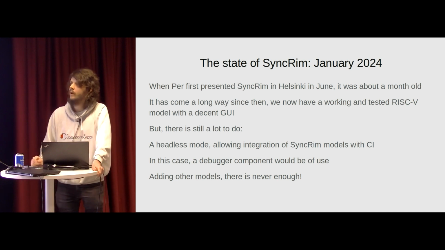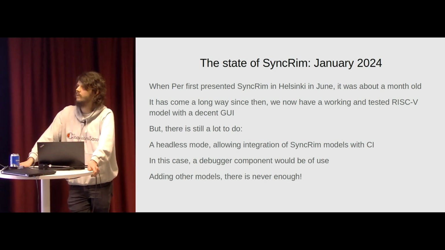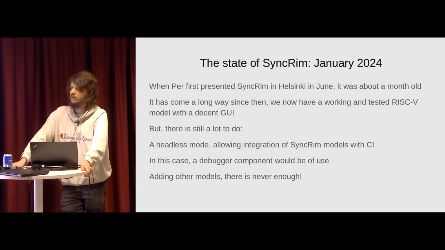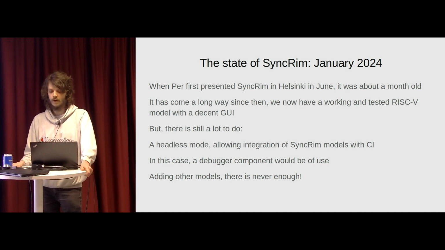Right, so when Per first presented SyncRim in Helsinki in June, I was unfortunately not present, but I know what it looked like. At that point, it was about a month old and just had a bare bones Visia GUI and some proof of concept examples. So in other words, we've come quite a long way since then. We now have a working and tested RISC-V model and a decent, I would say, graphical user interface. But there's still a lot to do.